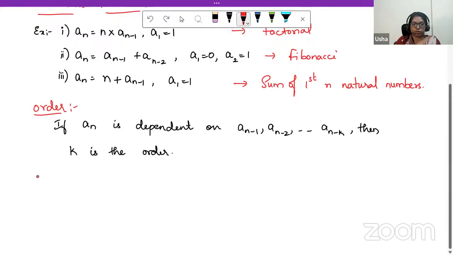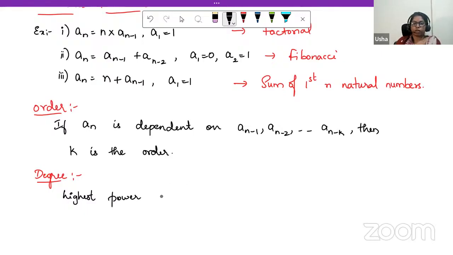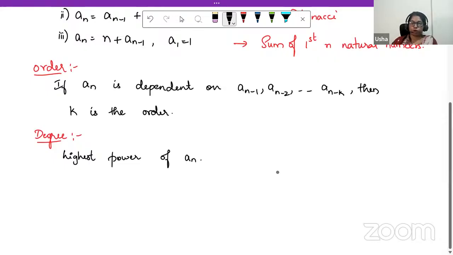And then we have degree. Degree of the recurrence relation is the highest power of an. For this highest power of an, you need to have a product of two an's. It can be a(n-1) into a(n-2). If you have an term into a(n-1) into a(n-2), here there is no explicit power.